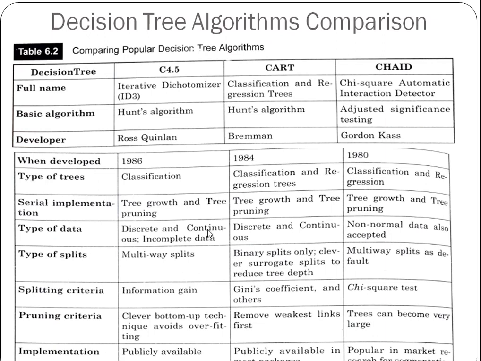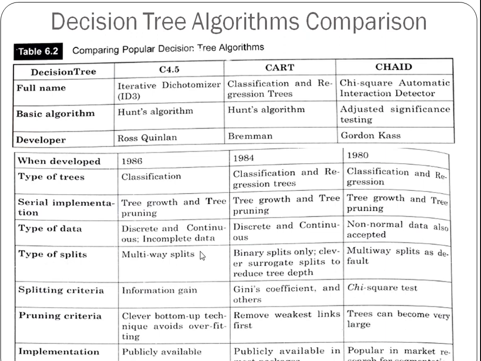These are the different algorithms. We have C 4.5, CART and CHAID. These are the different algorithms for making a decision tree. This is the full name. Some basic information is used here: what kind of algorithm is used inside, when it was developed, and what are the types. C 4.5 is a classification, and CART can be used for both classification and regression. So these two can be used for classification and regression. Then type of data, discrete and continuous. Non-normal data also is accepted.